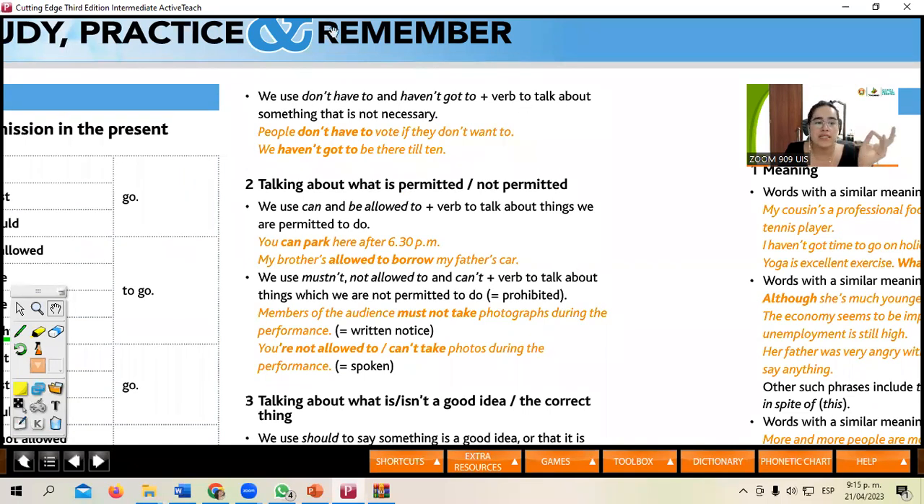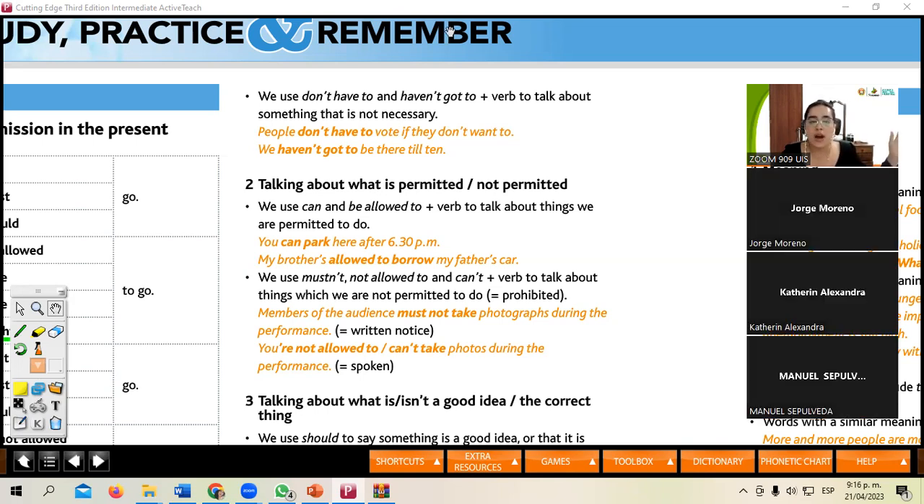Entonces, recordemos la diferencia en significado entre el mustn't y el don't have to. Son totalmente diferentes, ¿no? En su forma positiva, el must y el have to son similares. Debo o tengo que, ¿cierto? Pero en la forma negativa, su significado cambia mucho. Si yo digo mustn't, I mustn't talk on the phone. No debo hablar por teléfono. Ahí es una prohibición. Pero si me dicen, you don't have to be in class all 2 hours. No tienes que estar en la clase las 2 horas. Entonces, ahí no es una prohibición.